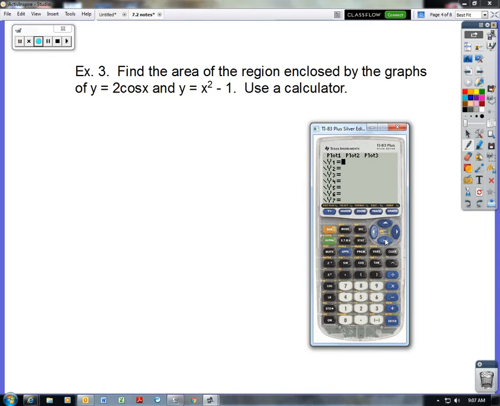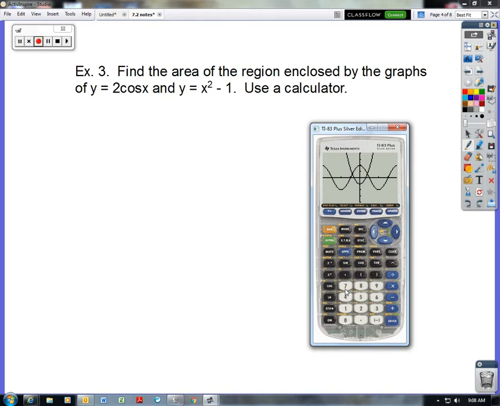Whoop, I went too far up. 2 cosine x and x squared minus 1. And I think I'll start with a zoom. I like trig window on these. Let's do zoom 6. Or not 6, 7 is what I meant to say. Oh, that's pretty cool. That's neat.